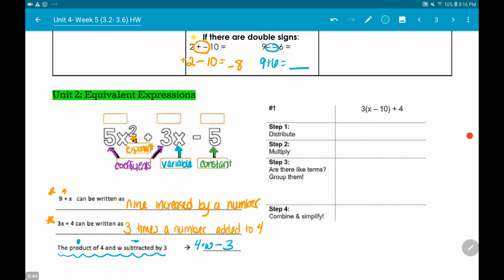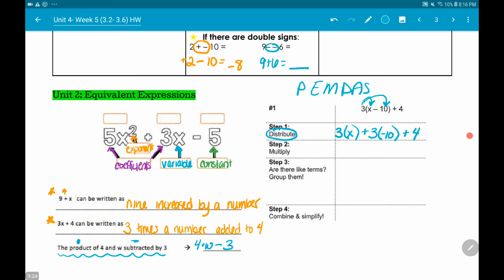All right, and then the last thing we did in trimester 1 was expressions. We're going to expand this expression. So remember here, we need to follow the order of operations, and that is PEMDAS. First, it's parentheses. I see parentheses, and I need to distribute. So we need to distribute and share the 3 to everybody. So remember, my distribution step looks like that. 3x plus 3 times negative 10 plus 4.